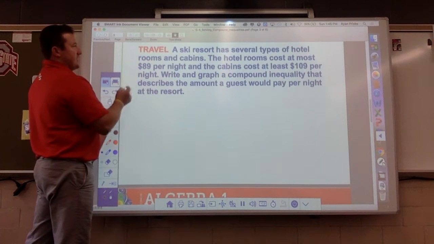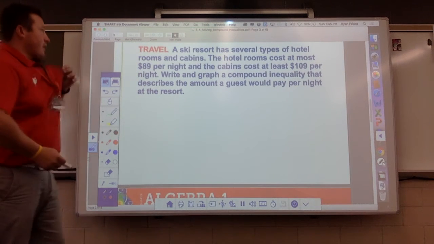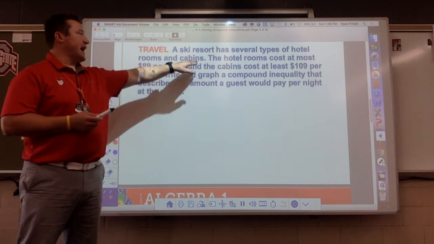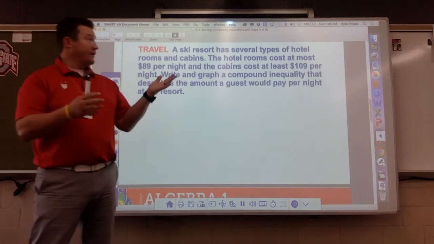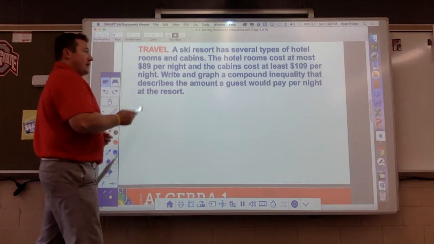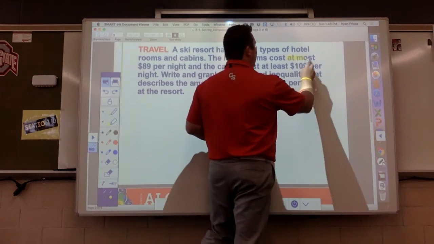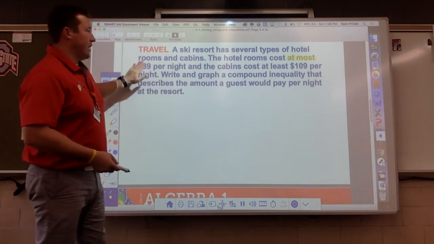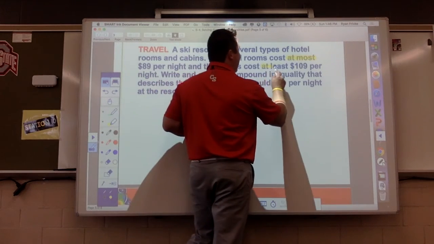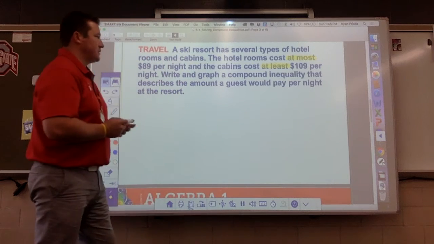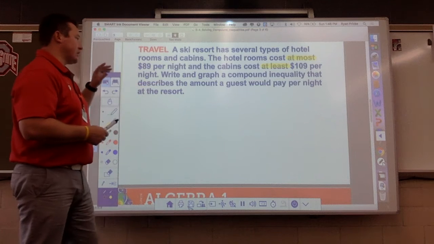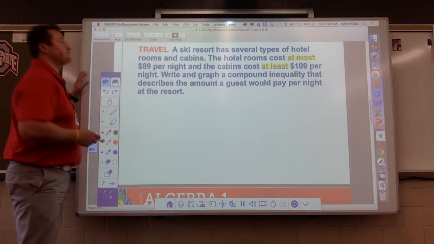Oh, boy, this escalated quickly to word problems. A ski resort has several types of hotel rooms and cabins. So you can pick one or the other. Here's your first inequality. Be thinking about what at most means. Hotel rooms cost at most $89 a night. Cabins cost at least $109 per night. Write and graph a compound inequality that describes the amount they would pay.